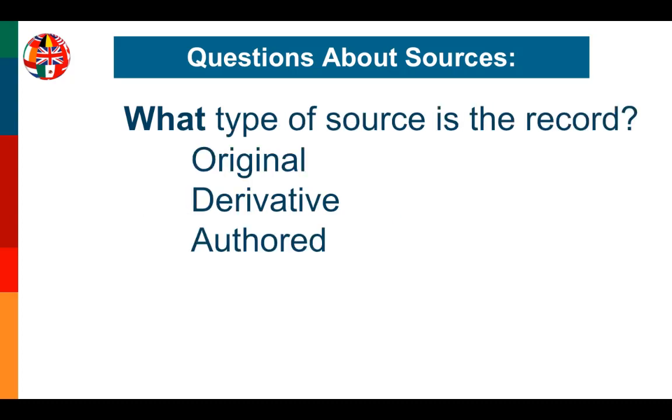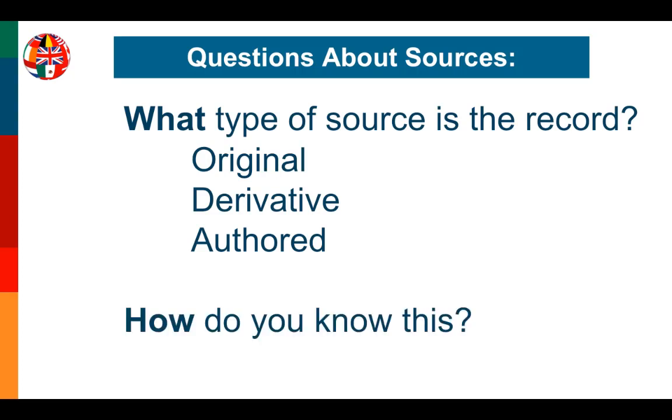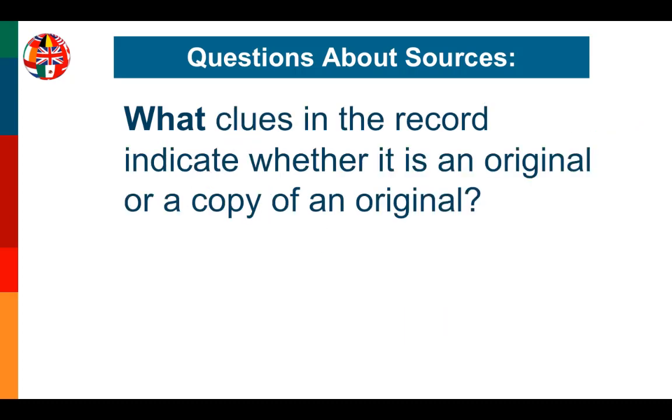And what type of source is the record? Is it an original source or a derivative source, which means a copy of the original, or is it an authored source? How do you know this? Be sure to include details of why the source is original, derivative, or authored, which leads us to the next set of slides. What clues in the record indicate whether it's an original or a copy of an original? Is it a clerk's copy? Is it an abstract? Or is it an index?